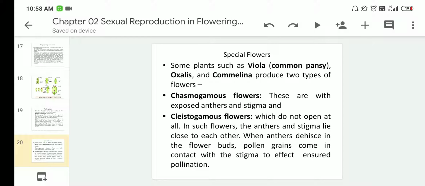Whereas cleistogamous flowers do not open at all, they are closed ones. Self-pollination is possible in such flowers. The anthers and stigma lie close to each other. When the anther dehisces in the flower bud, pollen grains come in contact with the stigma to effect assured pollination, that is self-pollination.